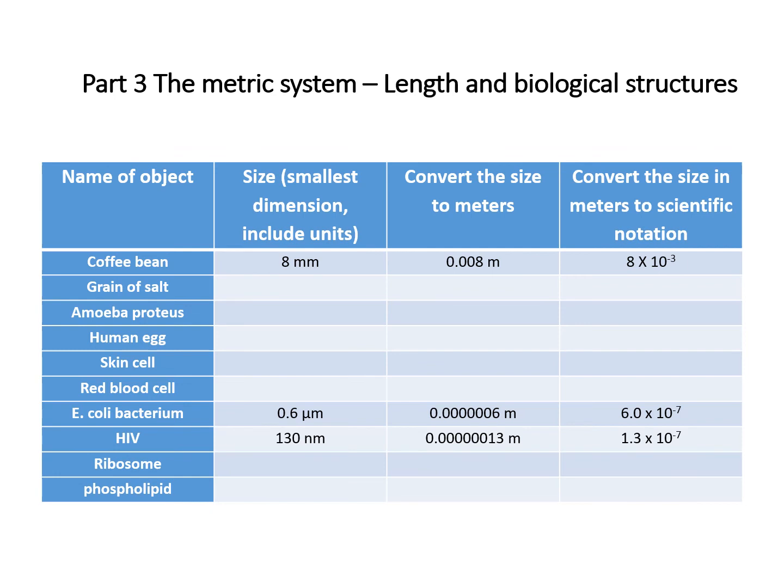Part 3, the metric system, length and biological structures. So that picture I was just talking about on the last slide, we saw a coffee bean, and on the website it tells you that the size, smallest dimension, is 8 millimeters. Then I want you to be able to convert that 8 millimeters to meters, because meters are the standard unit for length, and that would be 0.008, because there are 1,000 millimeters in 1 meter.